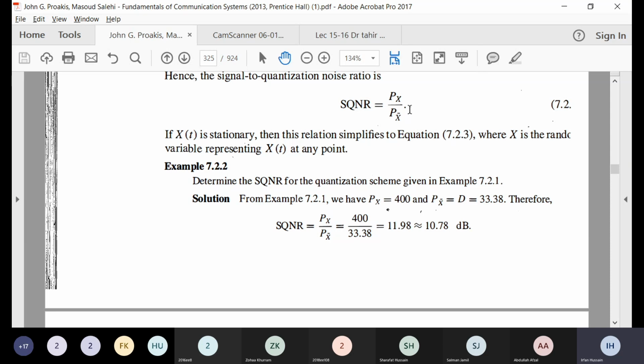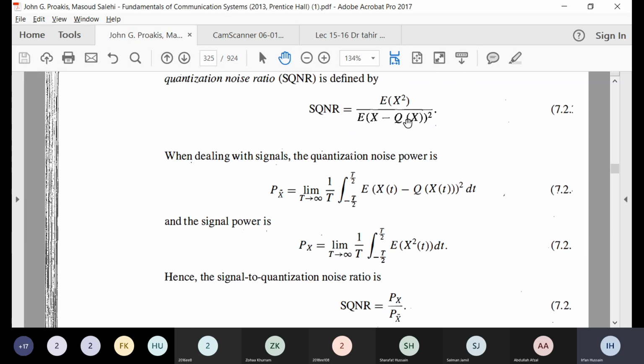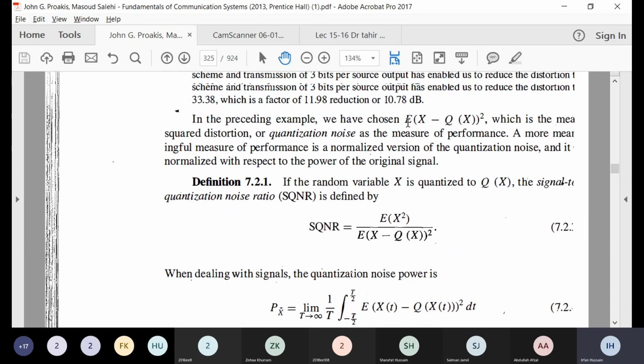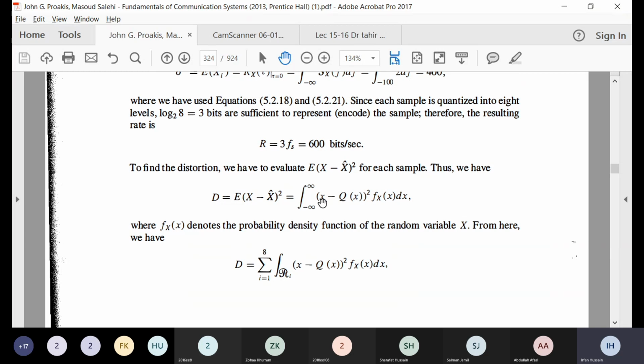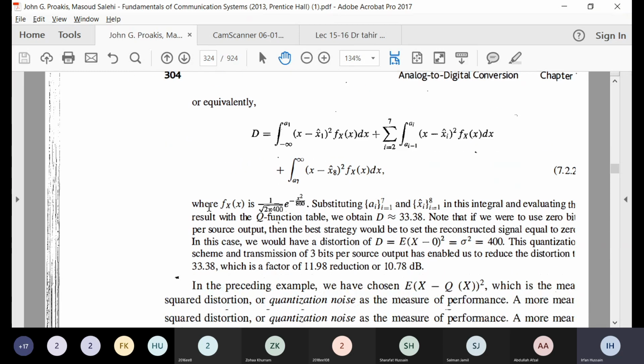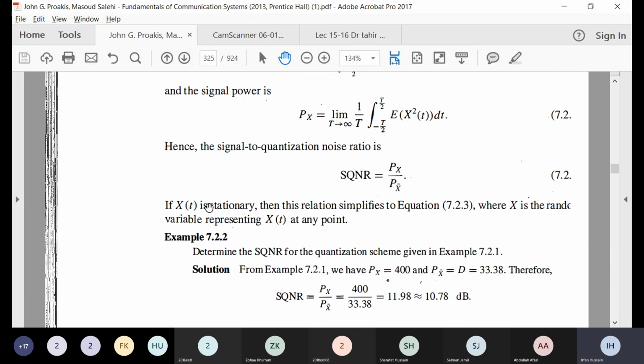So in the previous example it says that you have to find the SQNR. Signal power we just saw, we find the area under the curve, that comes out to be 400. Noise power, what is noise power? We just saw this is the noise power, the average of the mean square distortion. Here we were doing the same thing. You already found the distortion, the average mean square distortion, or whatever we called the average distortion. So this we have already found, and it comes out to be that same value, 33 point something I think.